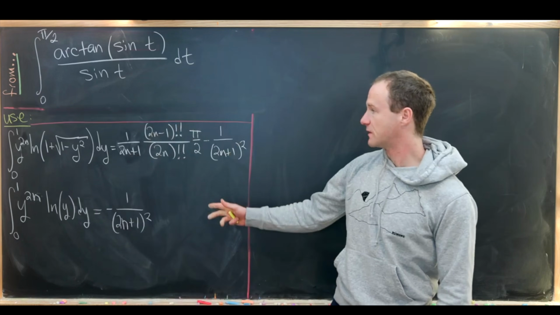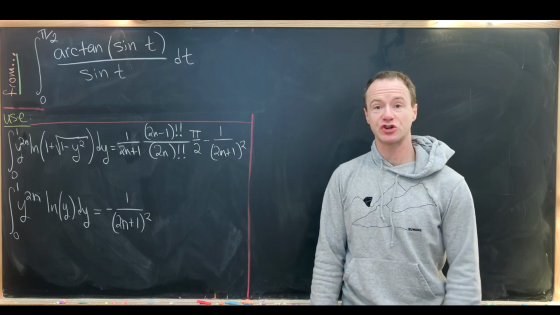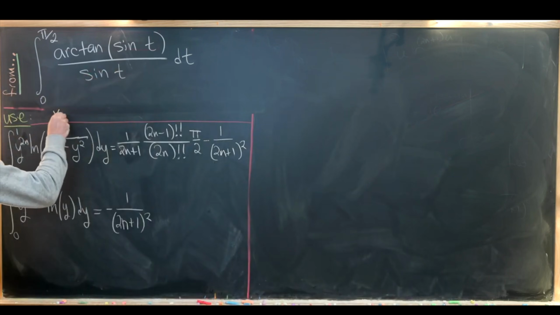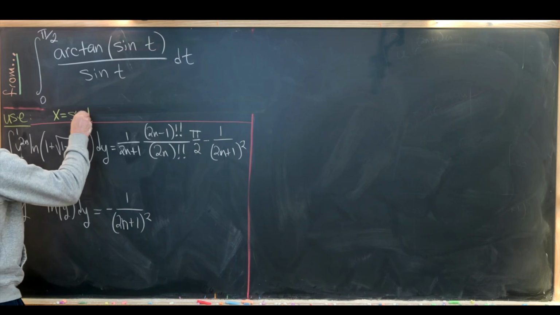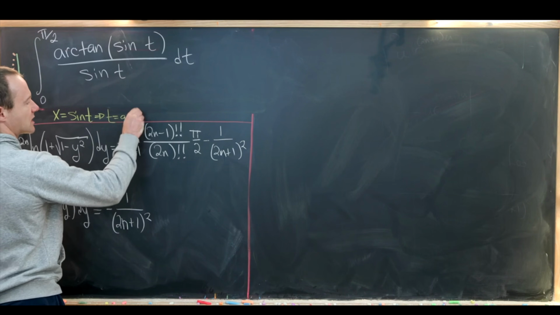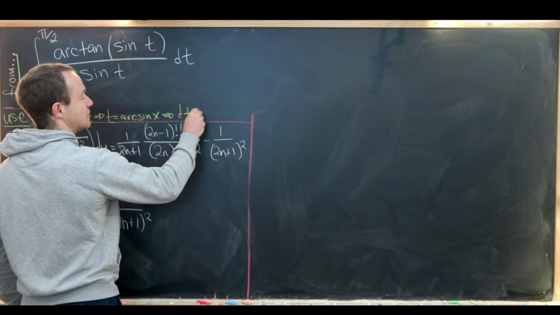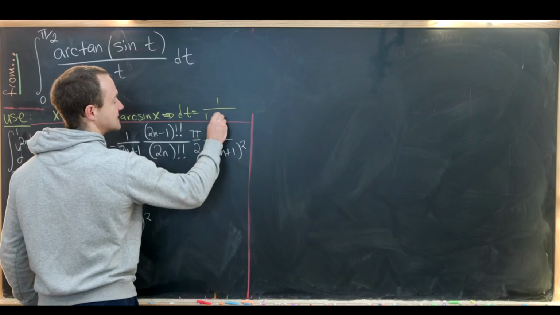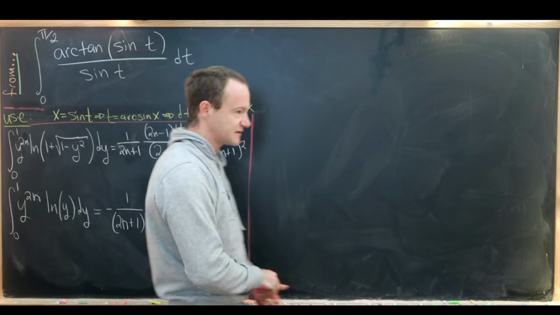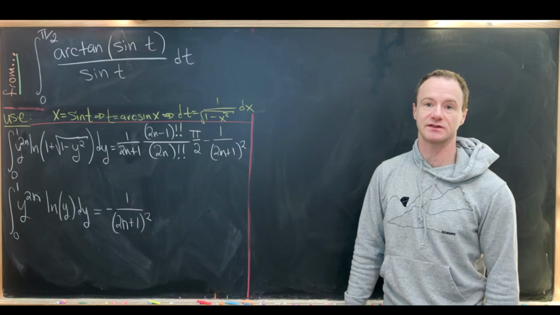We just finished up building our two tools, and now we're ready to look at our goal integral. And we'll start off with a substitution. That substitution will be setting x equal to sine of t. But let's notice that means t equals arcsine of x, which means dt equals 1 over the square root of 1 minus x squared dx. So that gives us all of the parts to make our substitution from our t integral to our x integral.